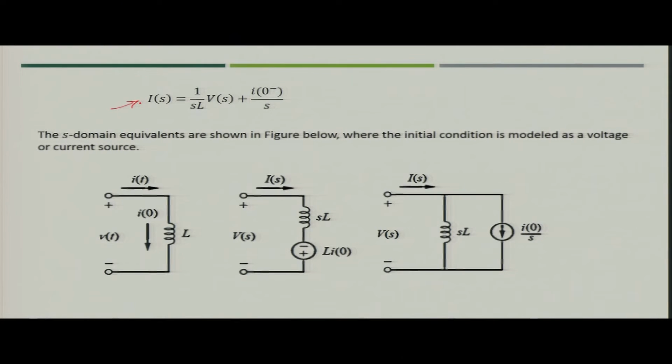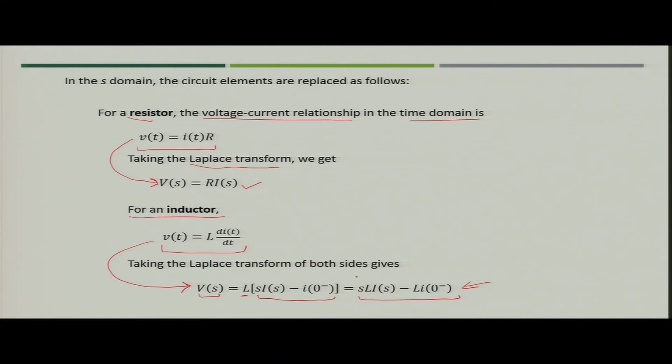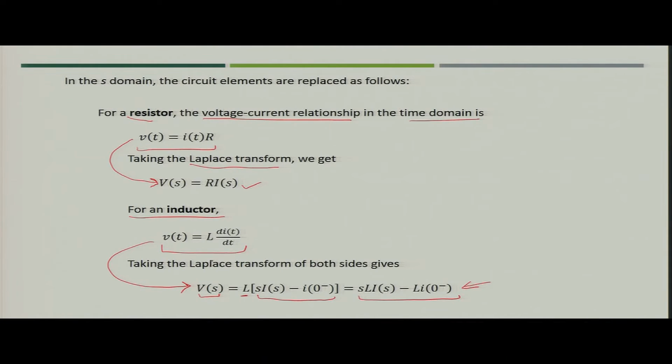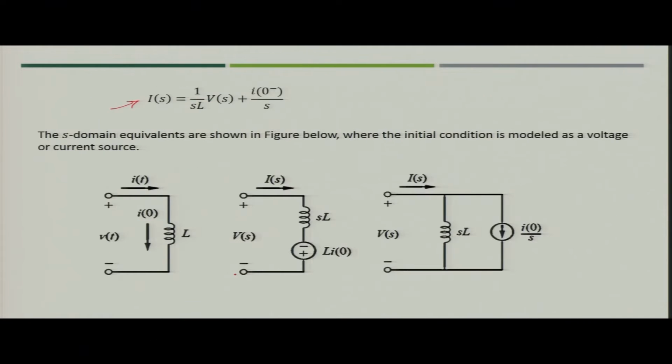At the same time, you can also calculate the value of current I(s) with the help of the same equation. So, you will rearrange the equation in such a way that you get I(s) is nothing but 1 upon sL into V(s) plus I at time t equal to 0 divided by s. So, now we have the inductor voltage as well as inductor current in S domain. Now, what we will do, we will convert these equations into an equivalent circuit.